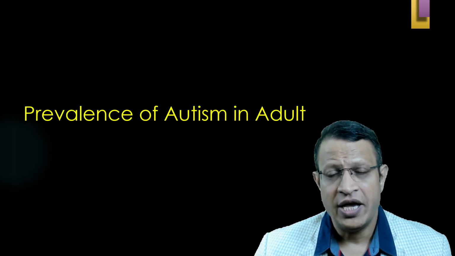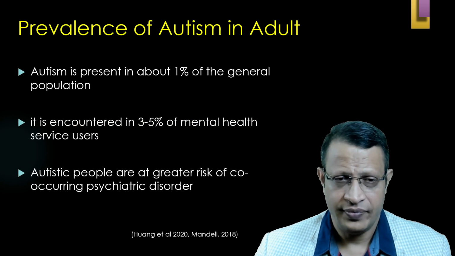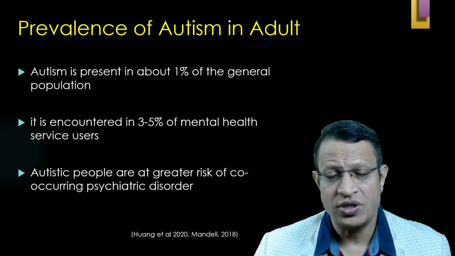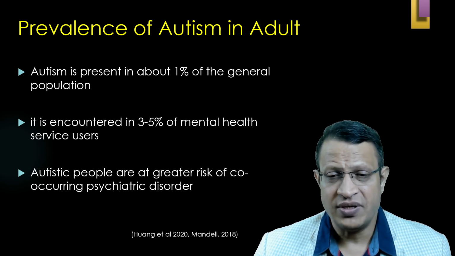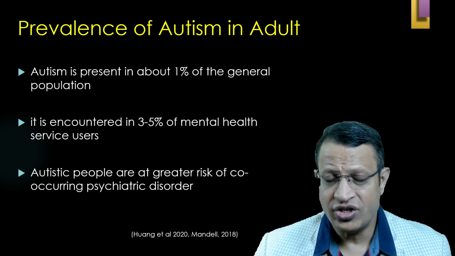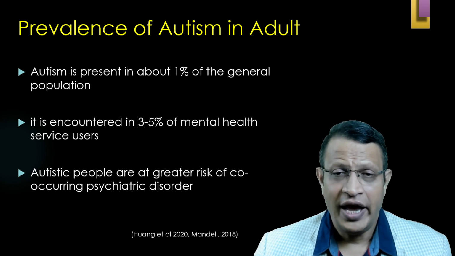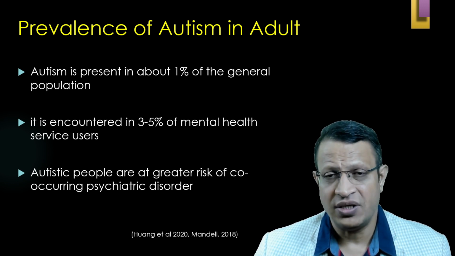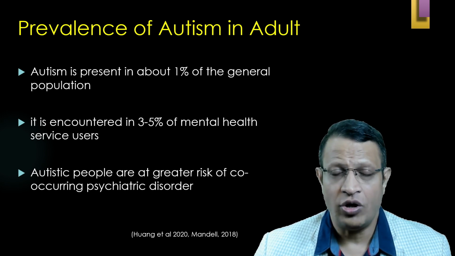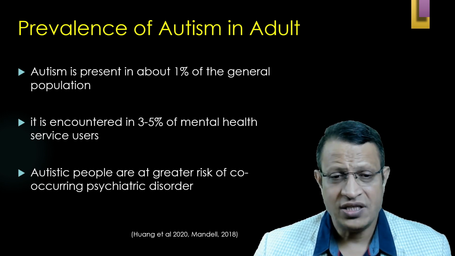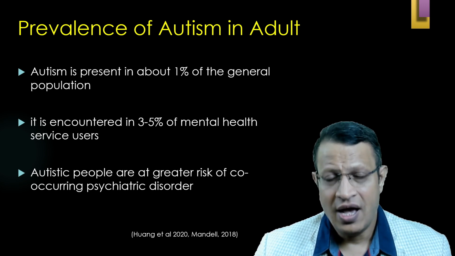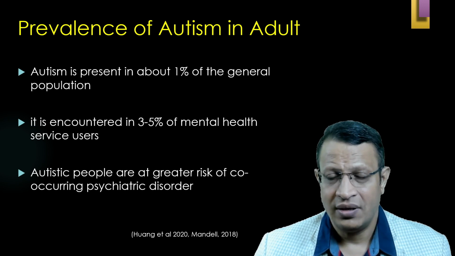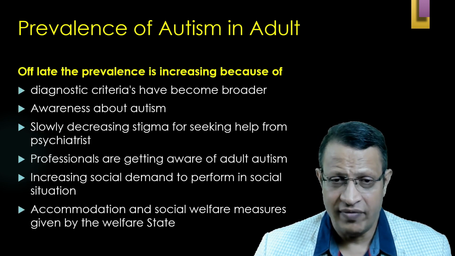Now let's discuss the prevalence of autism in the adult population. Autism is present in approximately 1% of the general population. It is encountered in 3 to 5% of mental health service users. That means if you go to a psychiatric institution and do a study, invariably 3 to 5% of the population who seek help from a mental hospital will have autism. Autistic people are at greater risk of having a co-occurring psychiatric disorder. Hence, the diagnosis of autism increases. This we need to keep in mind.